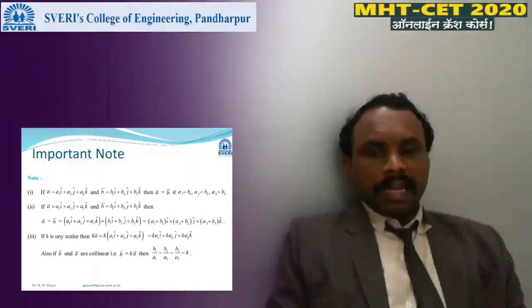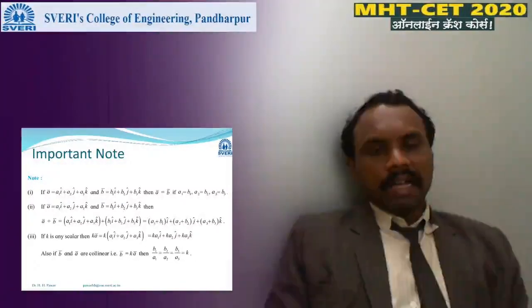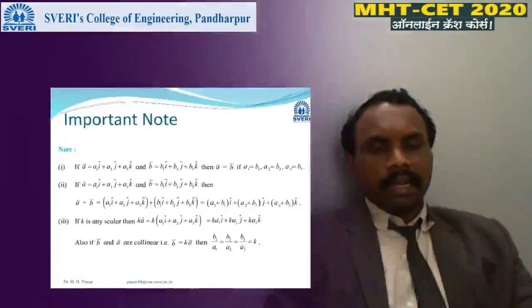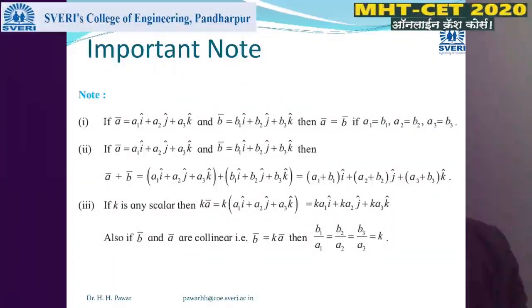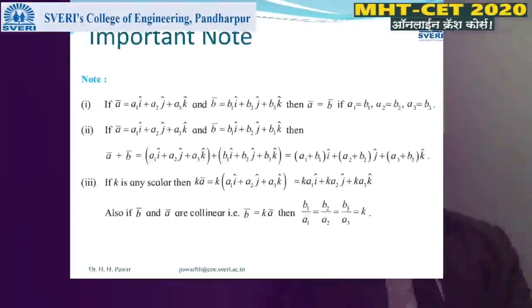In the same way, A bar plus B bar is obtained by adding the coefficients of i, j, k respectively. If k is any scalar, then k A bar is obtained as ka1 i plus ka2 j plus ka3 k. Also if B bar and A bar are collinear, that is B bar is equal to k A bar, then note that b1 by a1 is equal to b2 by a2 is equal to b3 by a3 is equal to k.